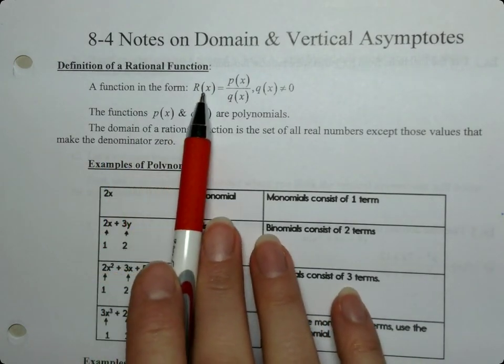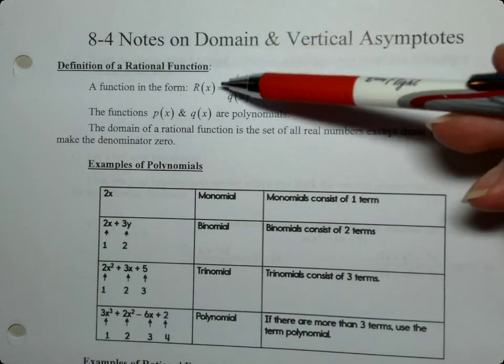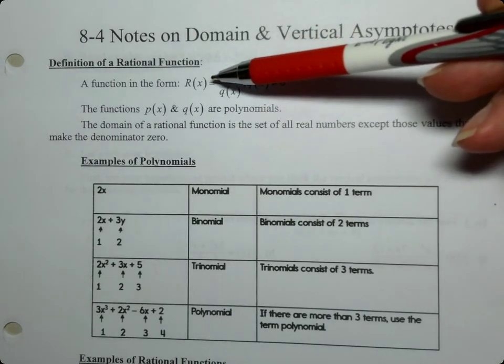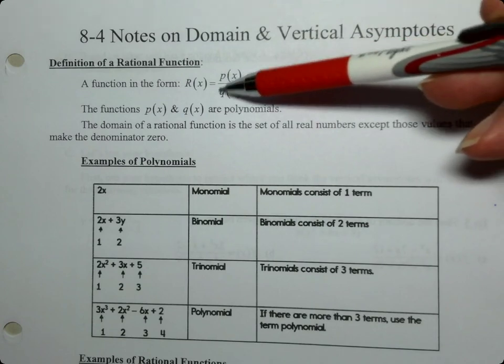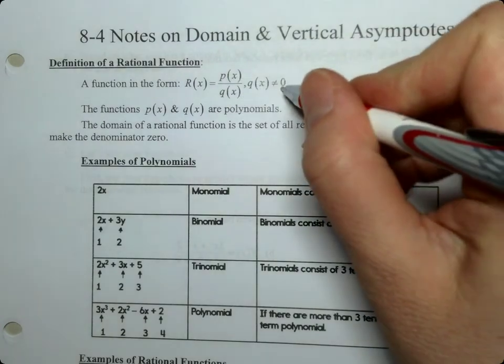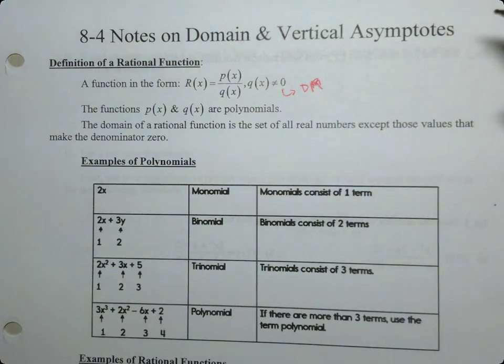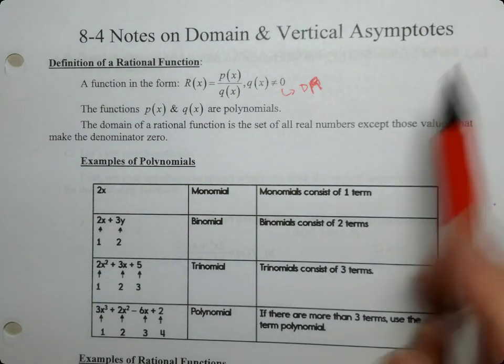A function in the form r of x equals p of x over q of x. So it's a rational function. Instead of being a rational expression, we're now going to have it equal as a function. And q of x can't be 0. That's because our denominator can't be 0. This creates those domain restrictions that we've been talking about.